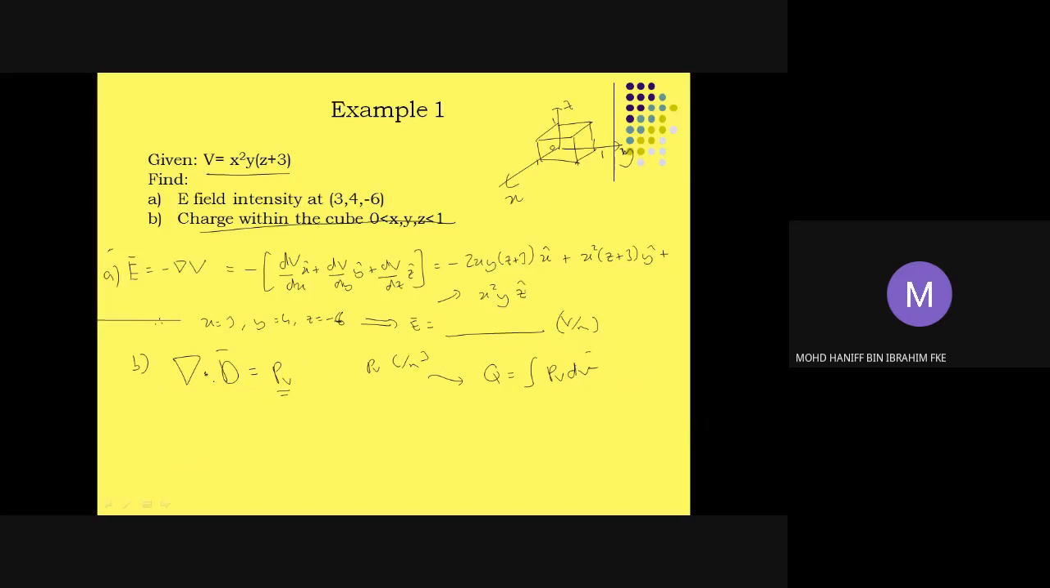Okay, so let us proceed with this divergence operation for the D. We know that D will be equal to epsilon naught times E. Yeah, we have the E field from the first part just now, from part A.